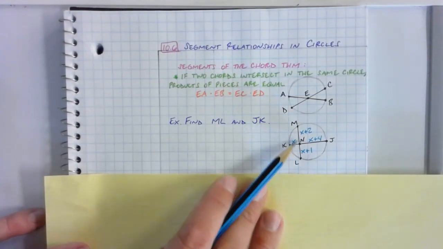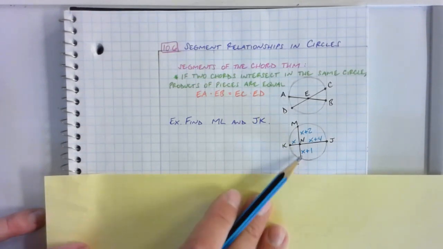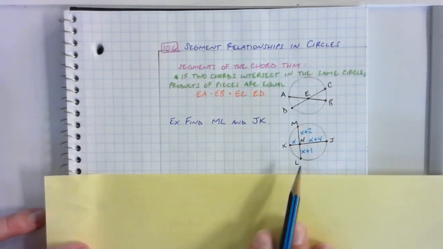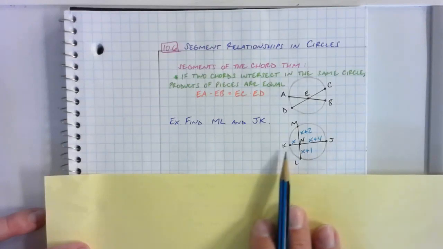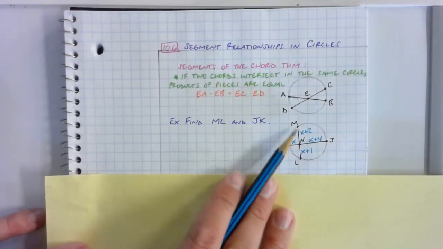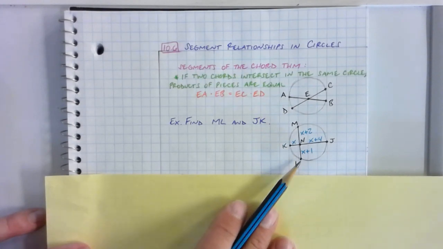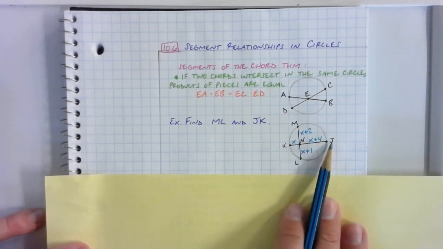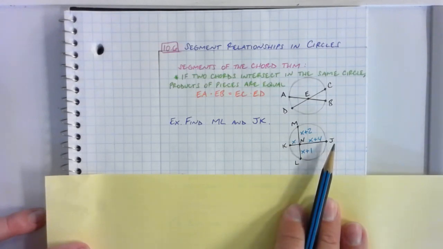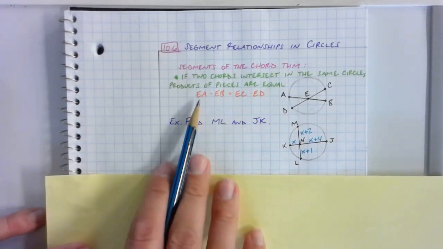And so if I look at each chord individually, say chord ML going up and down here, and then chord KJ going left to right, if I were to break them into their 2 pieces and multiply those pieces by each other, so MN times NL, that's going to have to equal KN times NJ. So again, the letters are not going to matter as much, but what's going to matter is understanding that it's going to be the piece.